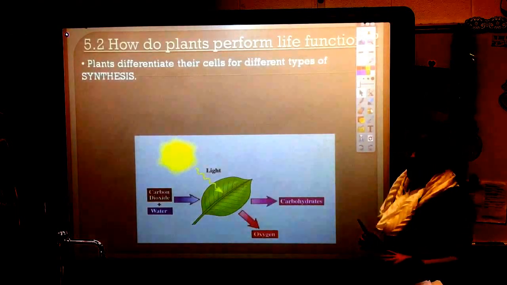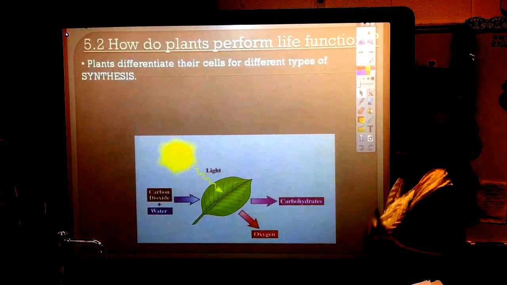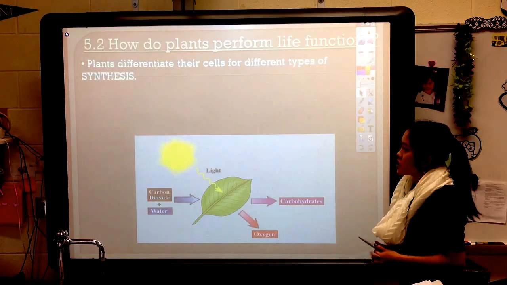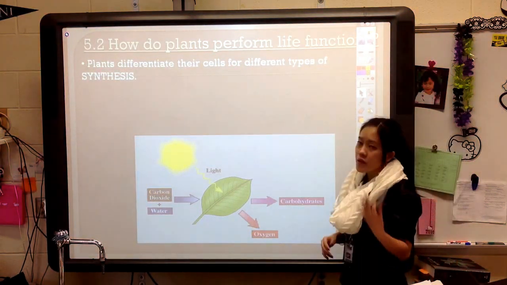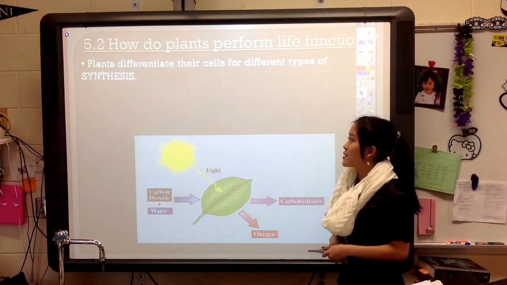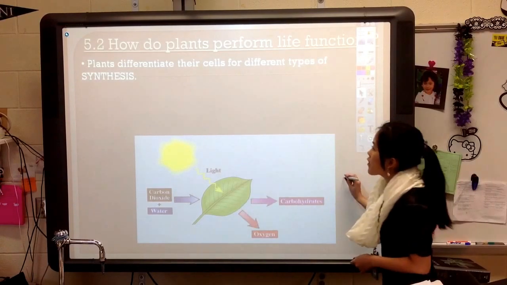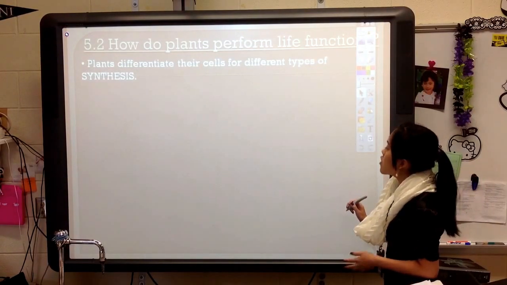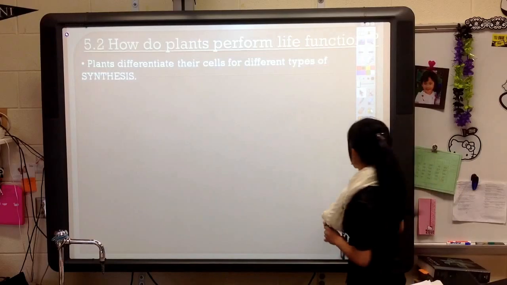And again, we're talking about those life functions. How do they perform those life functions? And so one of the first life functions is synthesis. And we want to describe how they differentiate their cells for these different types of synthesis.